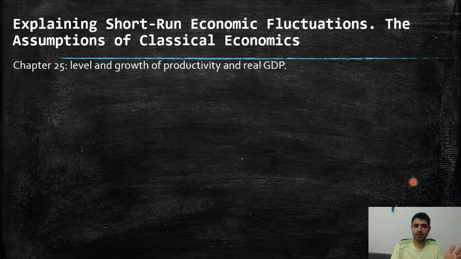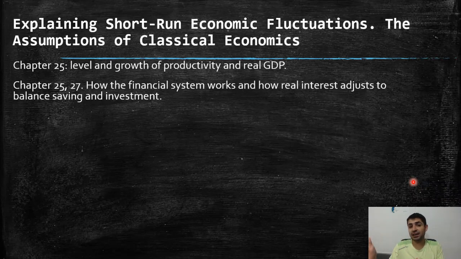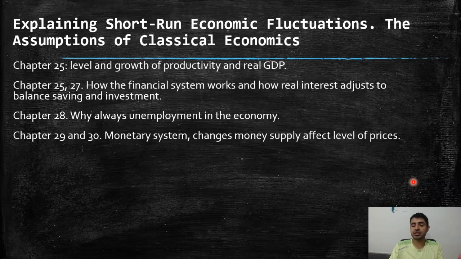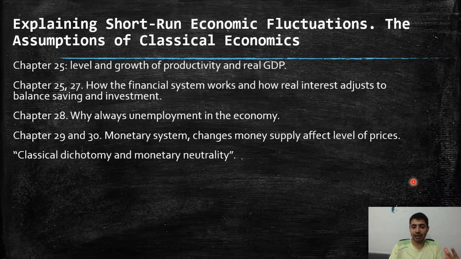so the assumptions of classical economics. To set this up and to better understand the situation we are explaining now: chapter 25 talks about the level and growth of productivity and real GDP. Chapter 27 covers how the financial system works and how the real interest rate adjusts to balance saving and investment. Chapter 28 asks why there is always unemployment in the economy. And then chapters 29 and 30 cover the monetary system, changes in the money supply, and how they affect the level of prices.